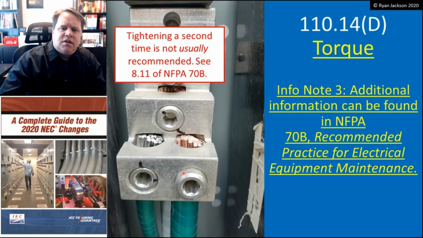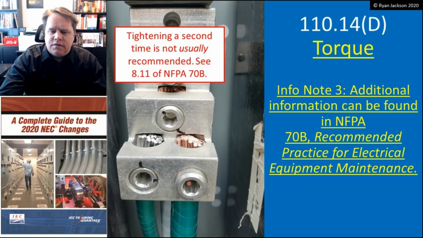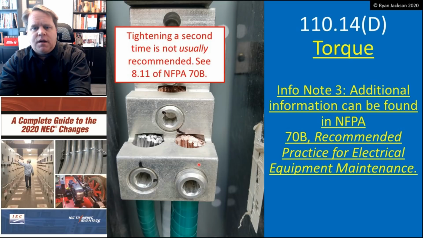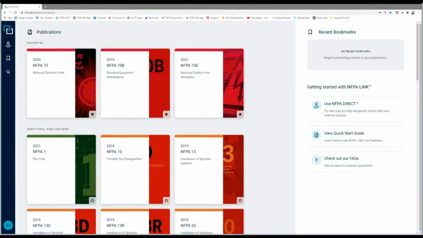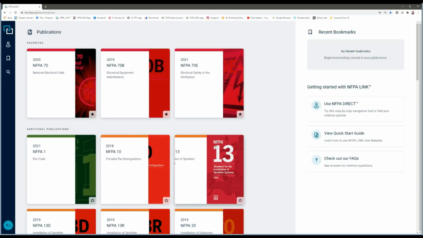It says take a look at section 8.11 of NFPA 70B. Now, I don't own a copy of NFPA 70B, but I can tell you that if you go to NFPA Link, you can get all of the NFPA standards online. Now, the goal from NFPA is to have every single one of their product standards available by October of 2021.